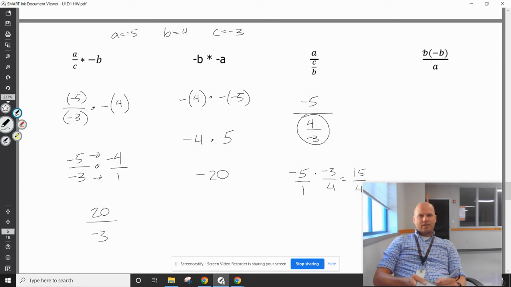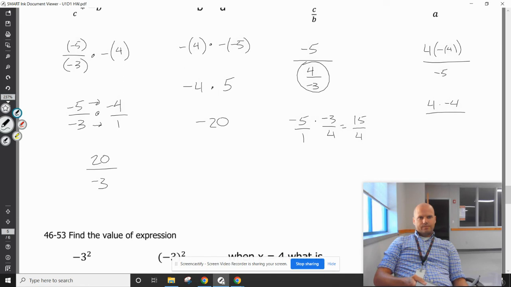Kind of wish that I had this as like A times negative A over B times negative B. If you want to use two sets of parentheses, you can. It's not necessary. It's like you're taking the opposite of what B is. B is positive, so it's going to be negative over negative 5. So this is 4 times negative 4 over negative 5.